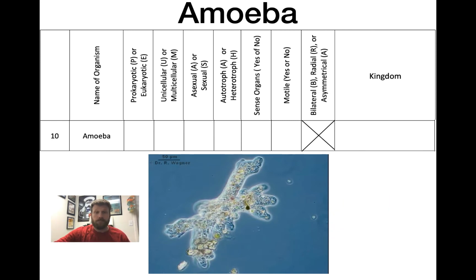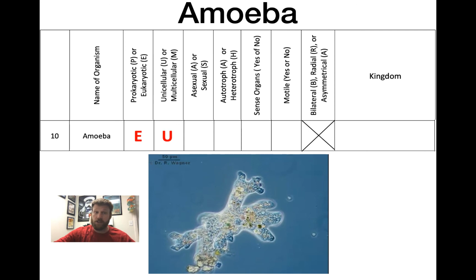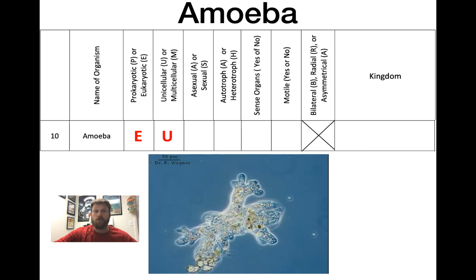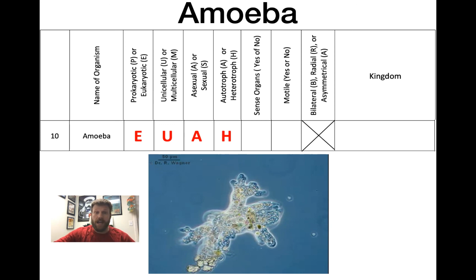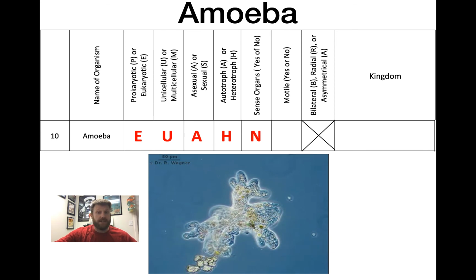An amoeba. An amoeba is a single-celled organism with a nucleus. So amoebas do have a nucleus. They are eukaryotic. As I said, they are single-celled, unicellular. They reproduce asexually. They do not produce their own food. They are heterotrophs. They do not have a nervous system, therefore they have no sense organs. You can see that blob, that amoeba moving around, so they can move. Not going to worry about the symmetry of a unicellular organism. Amoebas are from the kingdom Protists.